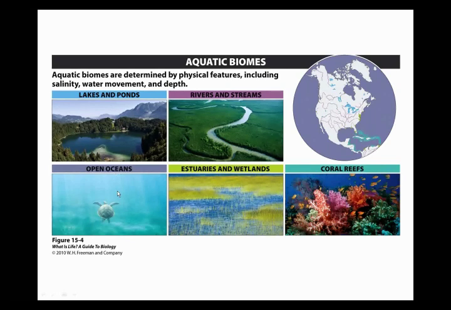Open oceans, high salinity. The water is capable of moving like the ocean currents, and it's also going to be the most deep. In estuaries and wetlands, high salinity. The water doesn't move very much, and it's not all that deep. And in coral reefs, we have a kind of a medium salinity. The water is not going to move, and it's also not going to be as deep. So aquatic versus terrestrial biomes are found all throughout Earth.